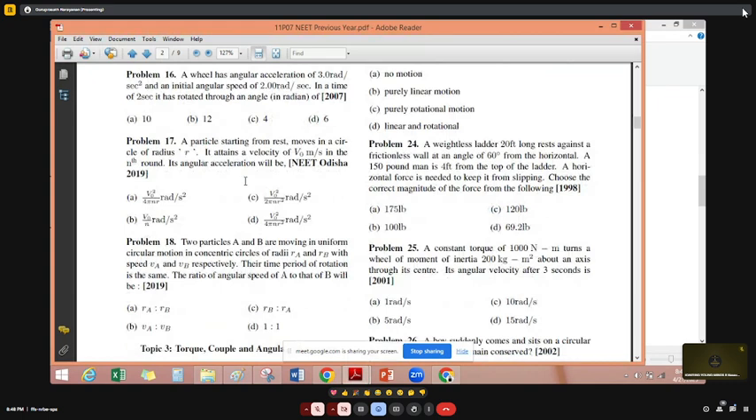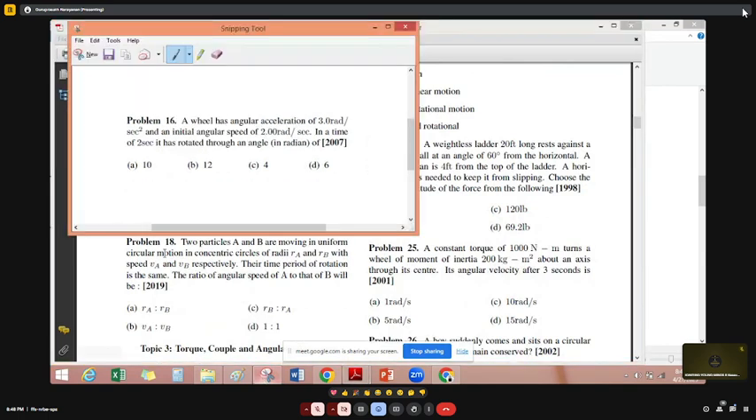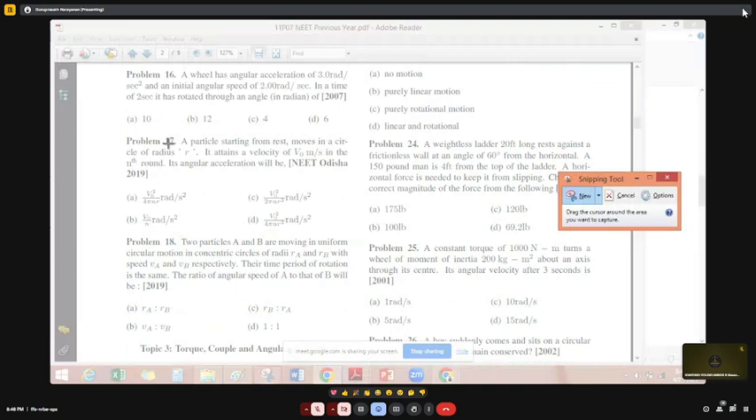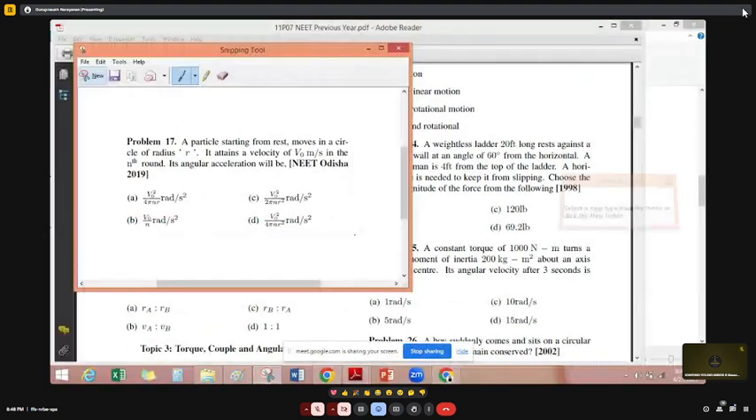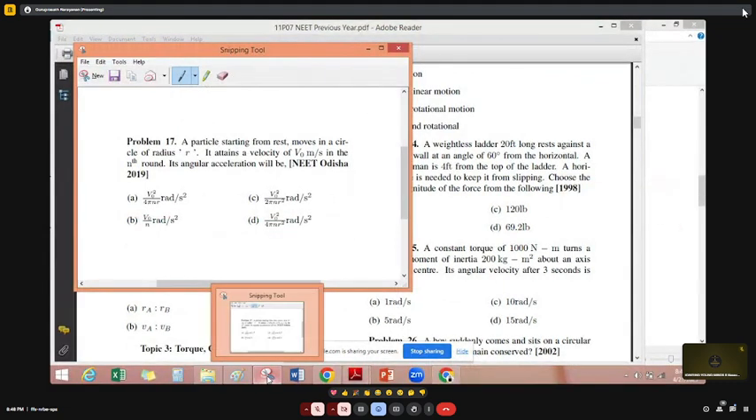This is also very similar to what I did right now. Only thing, you have to use V is equal to R omega. Maybe for your benefit, I will do this. Because sometimes they will not give you the omega, they will give you the linear velocity. That means you have to use V is equal to R omega.